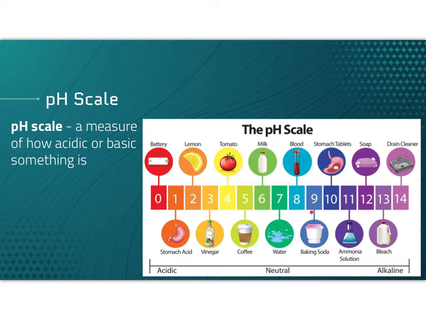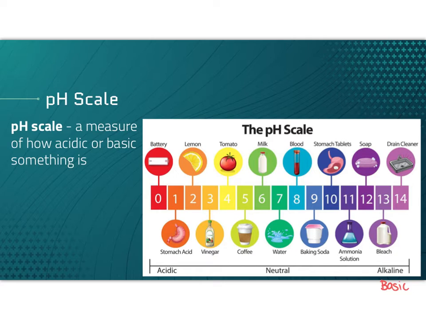Anything that is greater than 7 is considered basic. Another way of saying basic is alkaline. You might see that. I'll try and use the word basic though. The further from 7 it is, the more basic it is. Just like we can go off the scale from 0, we can also go off the scale from 14. We could get something that has a pH of 15.